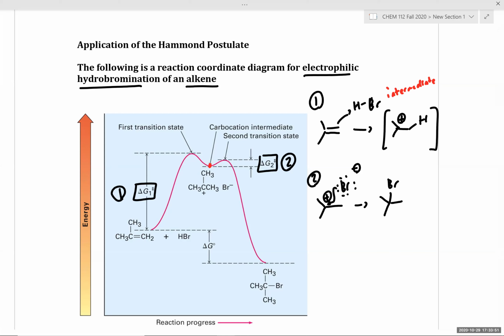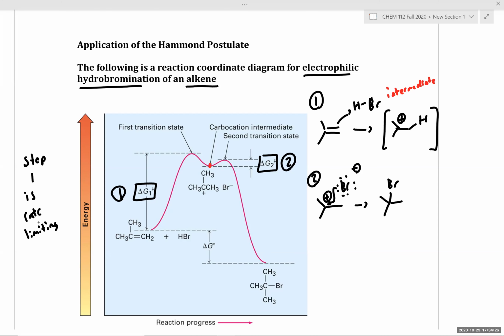Step 1 or step 2? Which step is rate determining? Which step has the highest activation energy? Step 1, exactly right. So we know step 1 is rate limiting, rate determining, and selectivity determining. Okay, so we're going to focus our analysis on step 1 because the rate determining step is the most important step in a chemical reaction in terms of product selectivity in most cases.